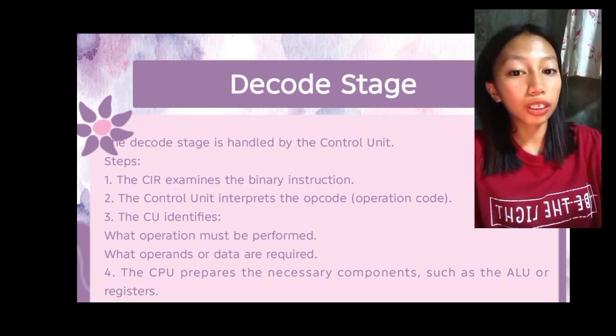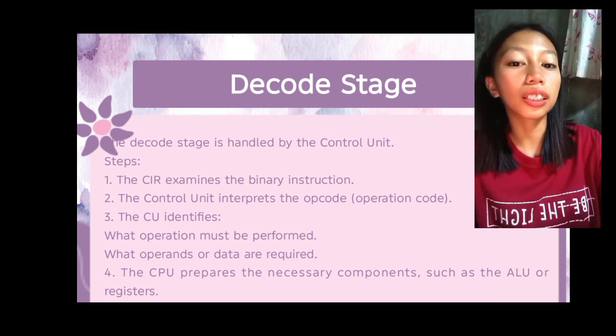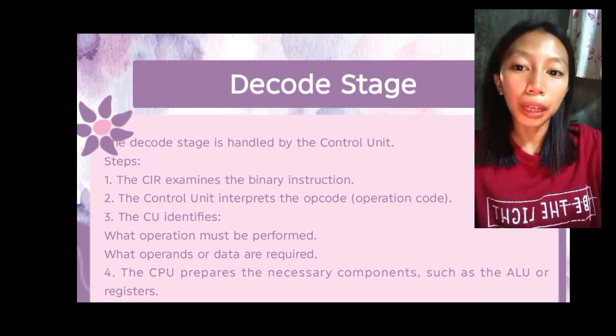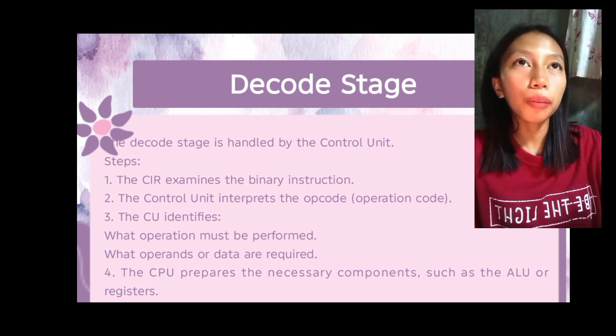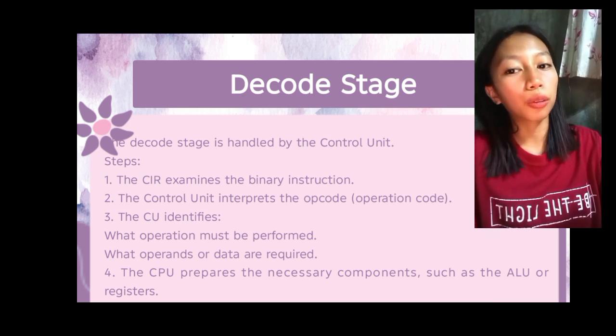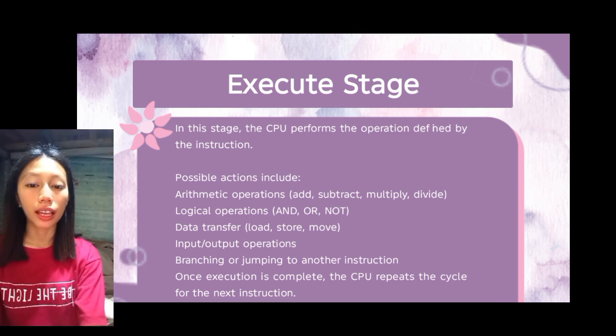So the next stage is decode. In this stage, the control unit reads the instruction in the CIR and interprets what needs to be done. It figures out what operation is required and what data or registers will be used.